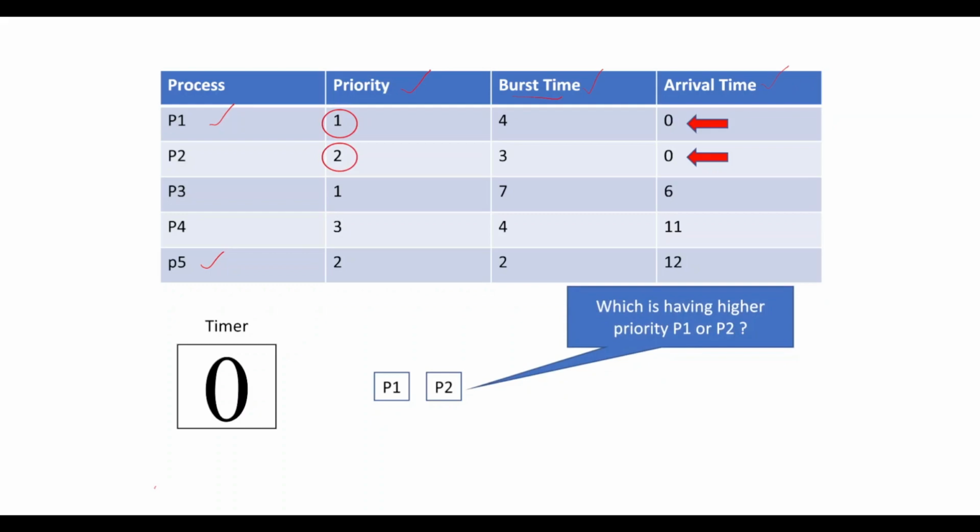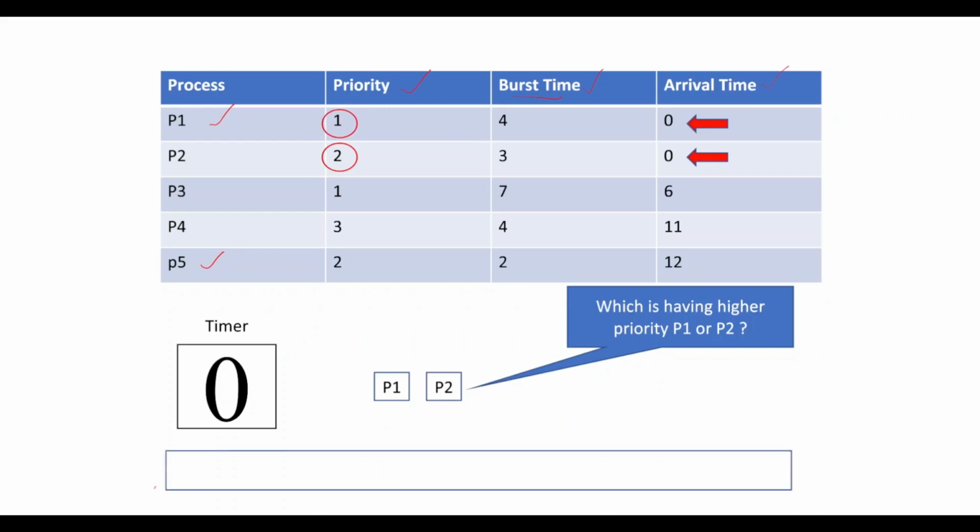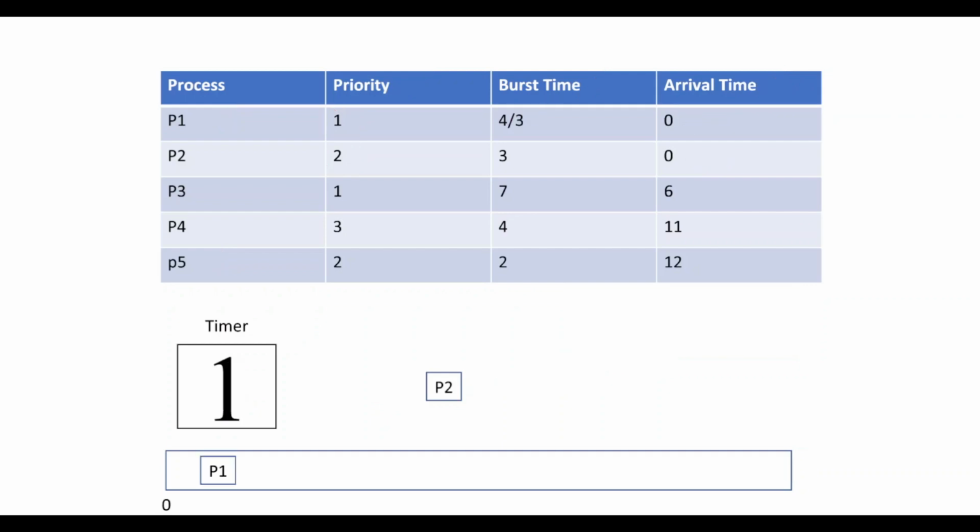As I already told you, the value is like a rank. So P1 has the highest priority; the lower the value, the higher the priority. So we will consider P1 to start its execution. P1 will be assigned to the CPU and it will be executed. You can see in the table that it requires 4 seconds. So 1 second, 2 seconds, 3 seconds, 4 seconds it will be executed. Understand, we are talking about non-preemptive.